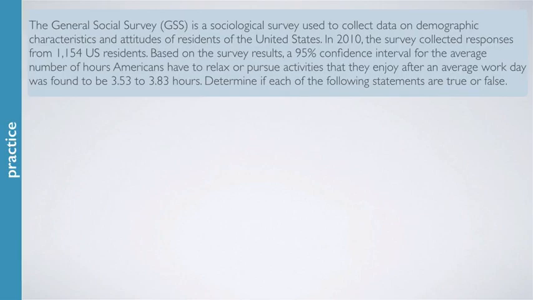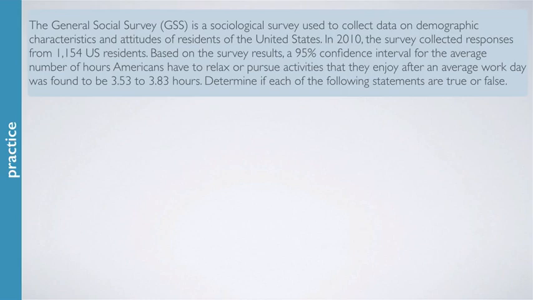Let's take a look at this example. The General Social Survey, the GSS, is a sociological survey used to collect data on demographic characteristics and attitudes of residents of the United States. In 2010, the survey collected responses from 1,154 U.S. residents. Based on the survey results, a 95% confidence interval for the average number of hours Americans have to relax or pursue activities that they enjoy after an average workday was found to be 3.53 to 3.83 hours.